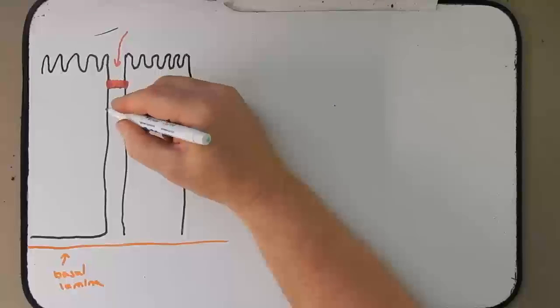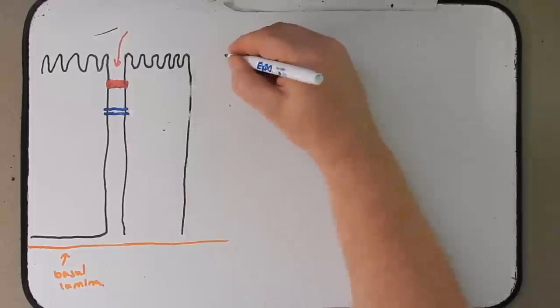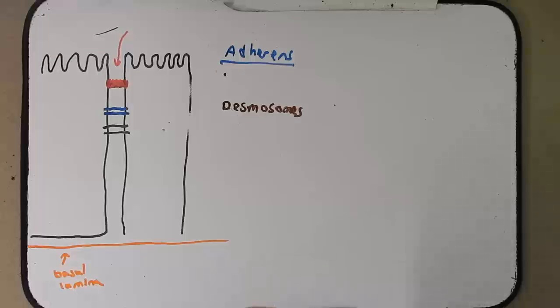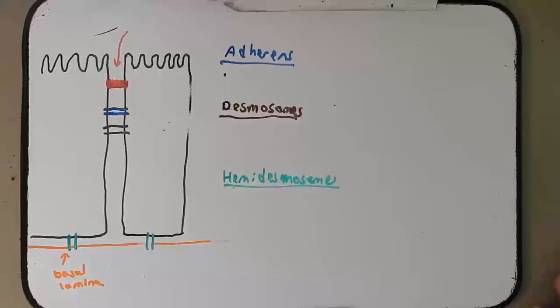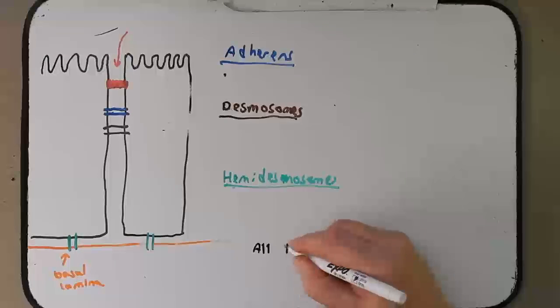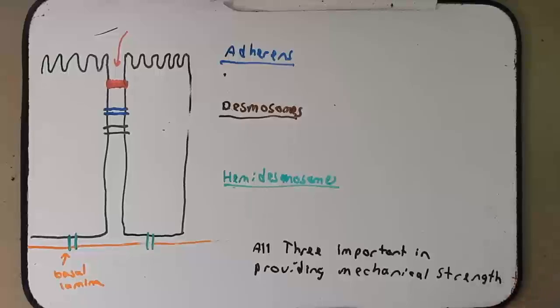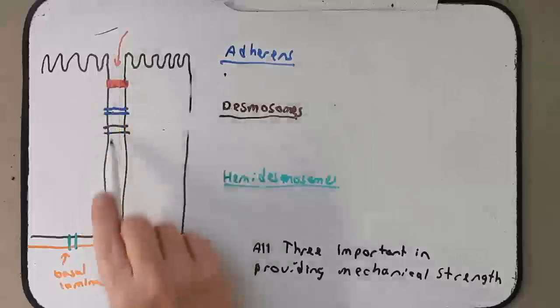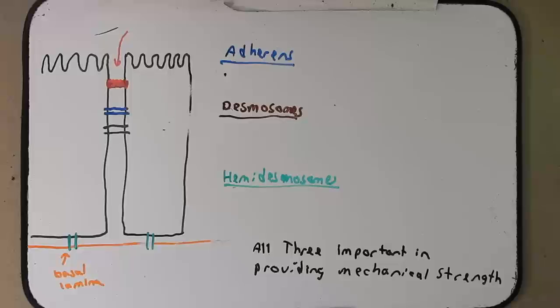The next several I'm going to talk about together. They include the adherens, the desmosomes, and the hemidesmosomes. All three of them are important in providing mechanical strength. So I'll write that one down here. All three in providing mechanical strength. They hold the cells together in a way that's different than the tight junctions. The tight junctions' whole purpose is just to prevent movement between the two cells. These other junctions hold the cells tightly together.